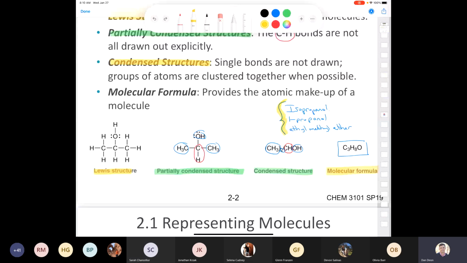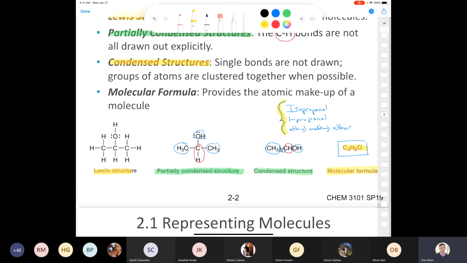And why are they constitutional isomers? These three compounds are constitutional isomers because they all have the same molecular formula, but they are three different compounds. So these are all different compounds, and so they are, in fact, constitutional isomers.